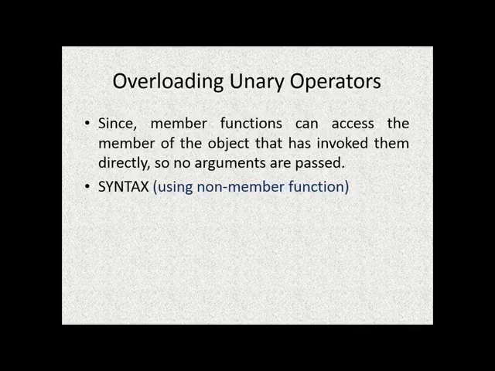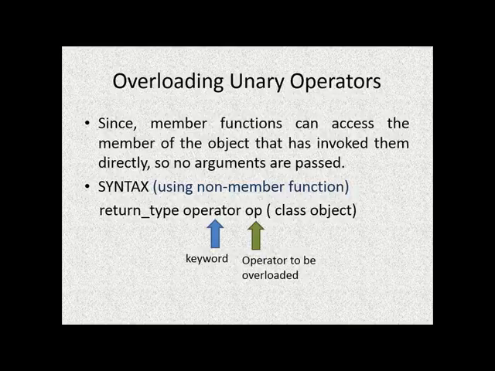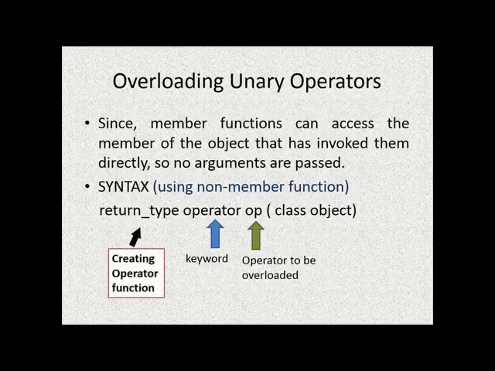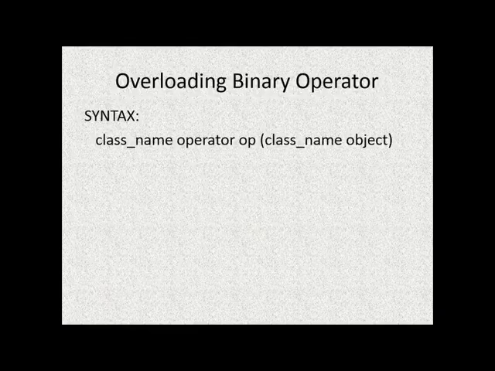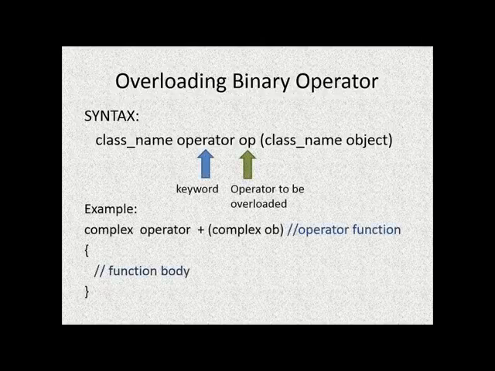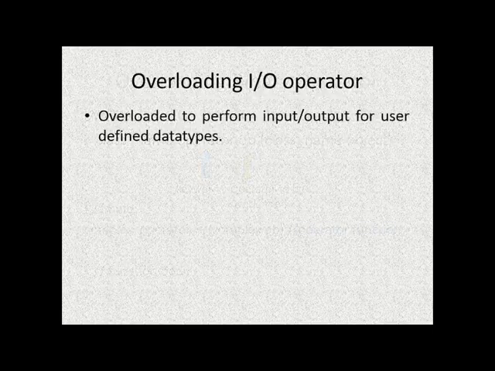Next is the syntax using the non-member function, that is I am creating an operator function outside the class. First I need to write the return type, then operator keyword, then the operator to be overloaded, then I am passing an object as a parameter. Here we have only one parameter. Means here the return type will be the class name, then operator keyword, then the operator which I want to overload, then inside the arguments I am passing one object, that is a variable. Which variable? Object of type class.